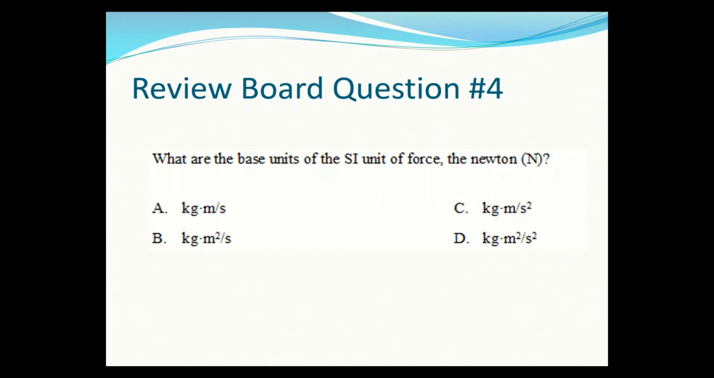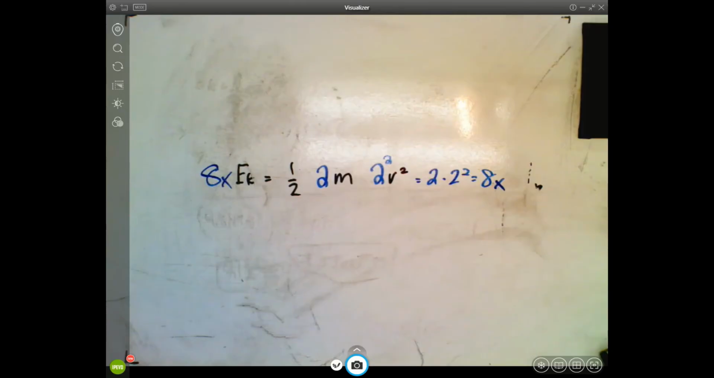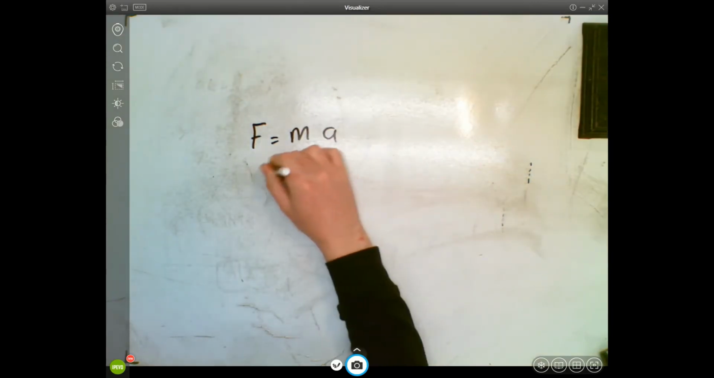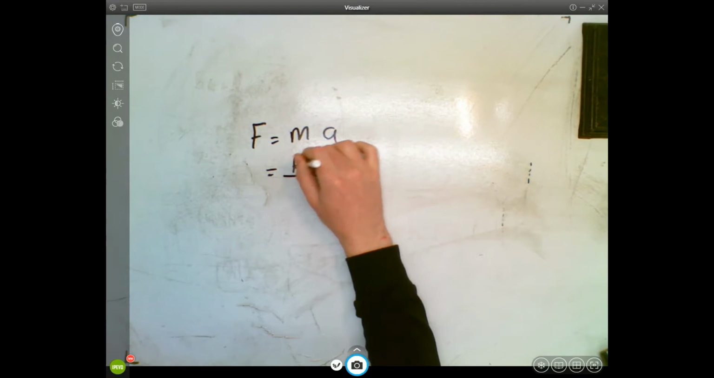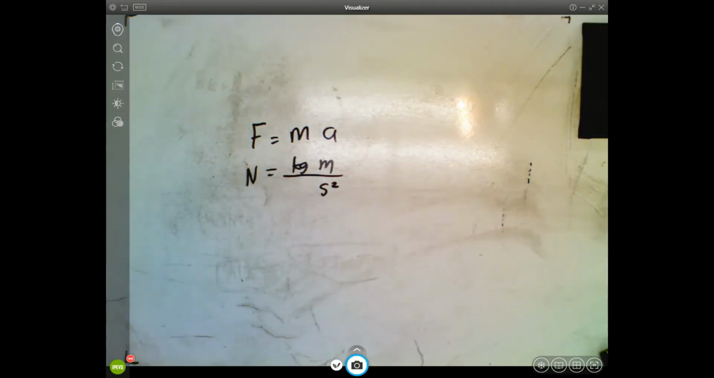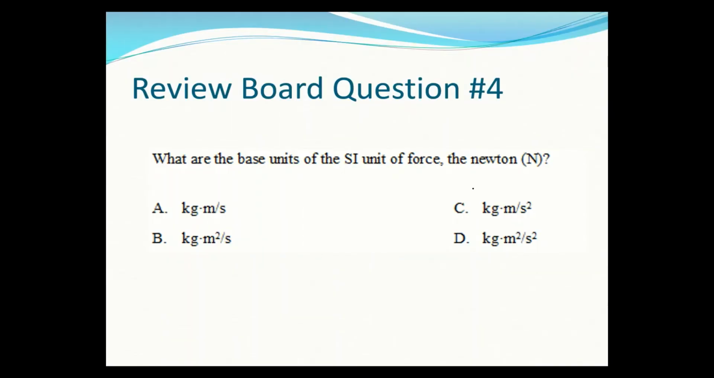Okay, and then what are the base units for a Newton? Let's give that a go. So to find the base units for a Newton, you write out the formula. Mass is in kilograms, acceleration is meters per second squared, force is in newtons. So a newton is equal to a kilogram meter per second squared. So C is the correct answer for that one.